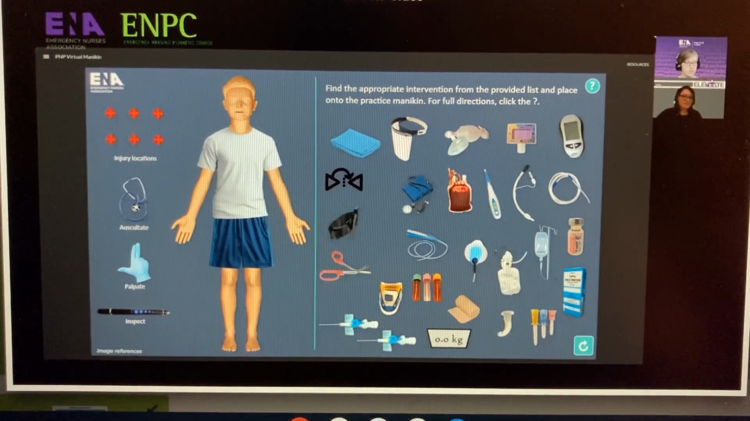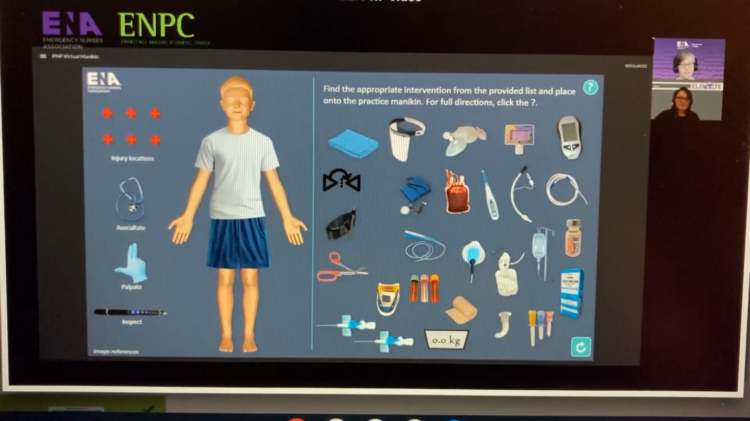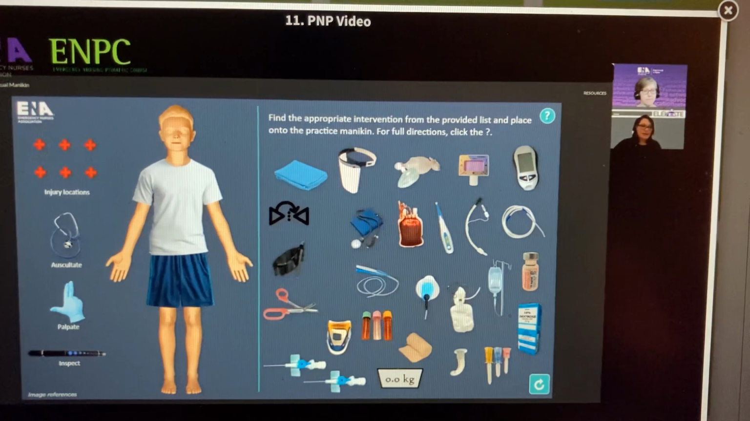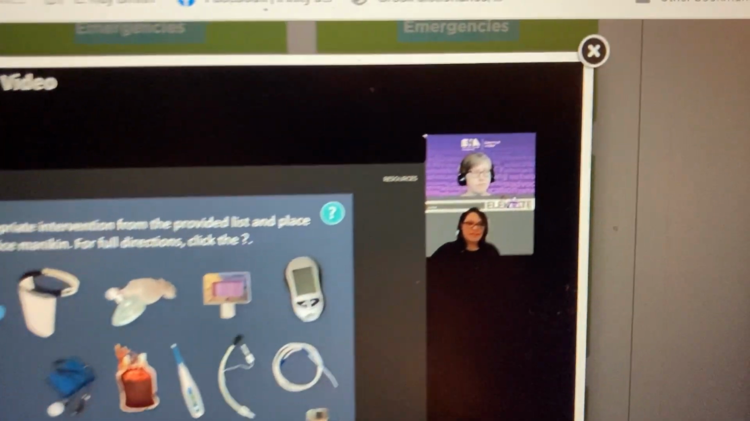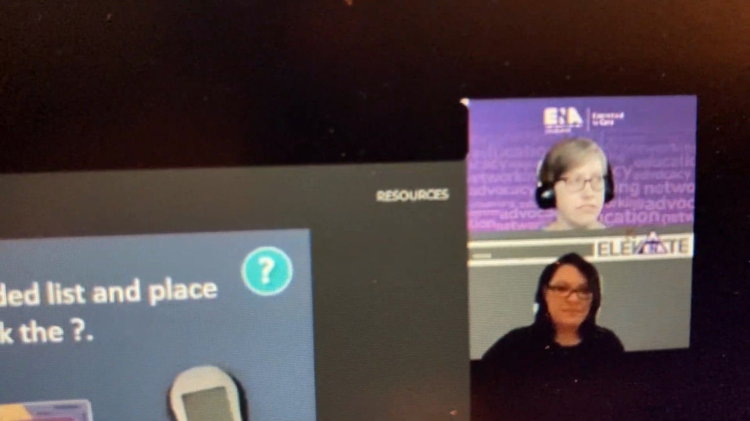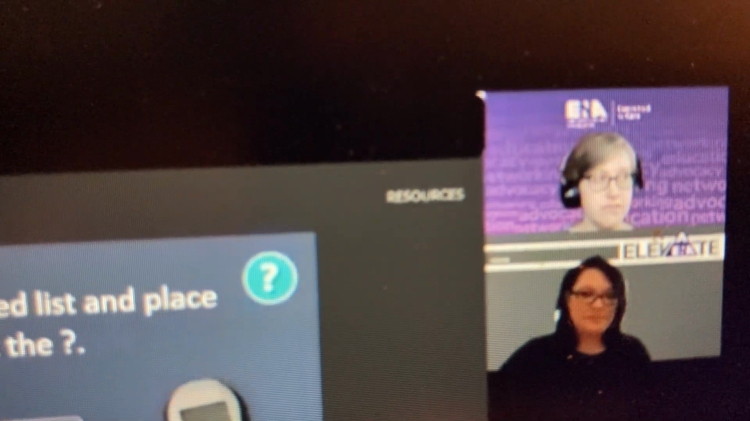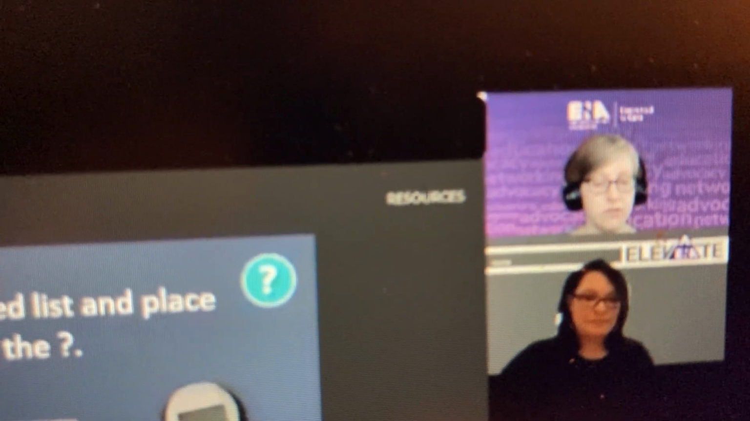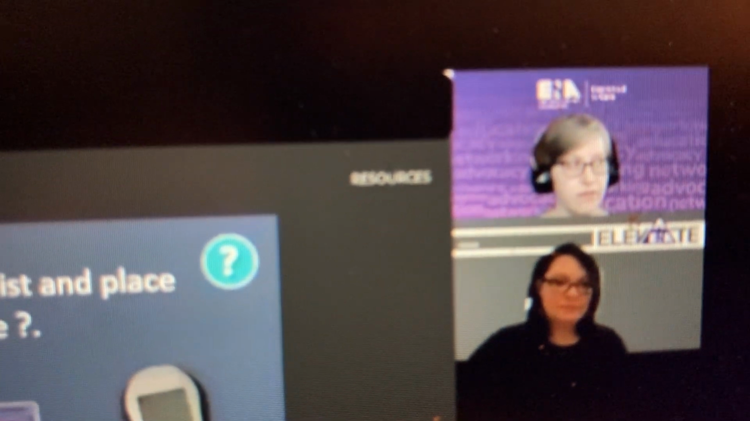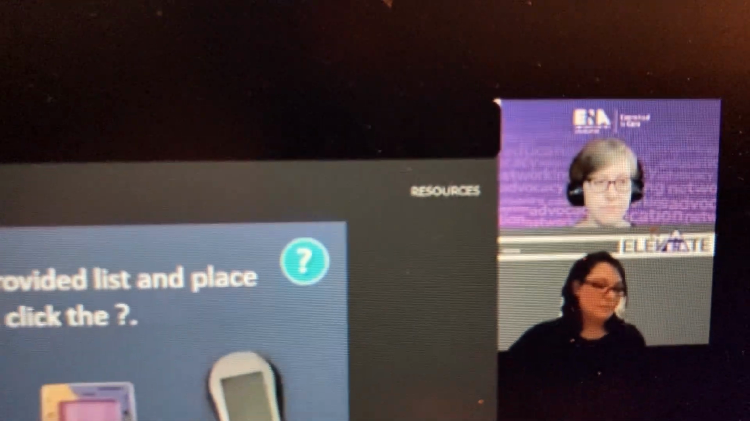Is there any need to consider reprioritizing to see ABC? There is no need to consider reprioritizing to see ABC. All right, so then I want to look at my pediatric assessment triangle. So I want to look at her general appearance, her work of breathing, and circulation to the skin.